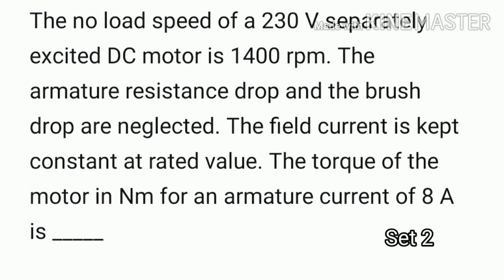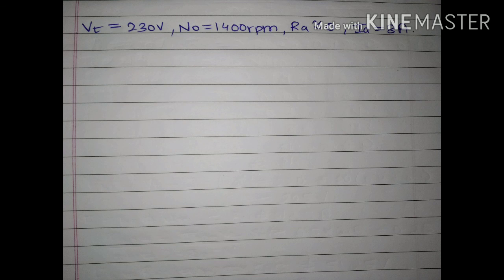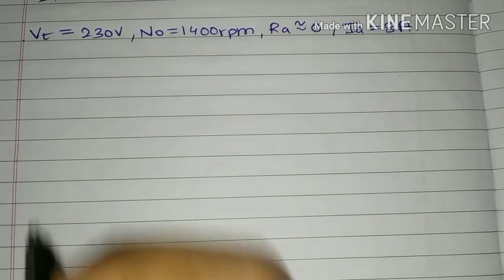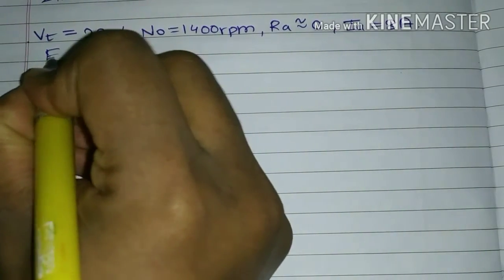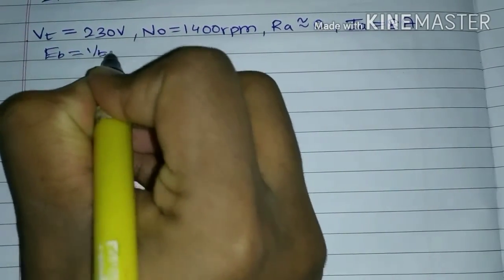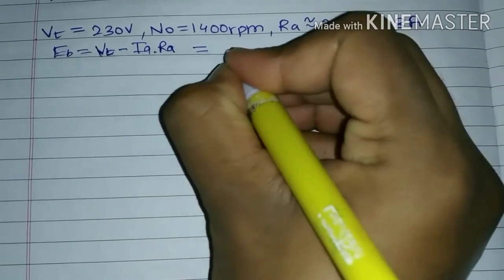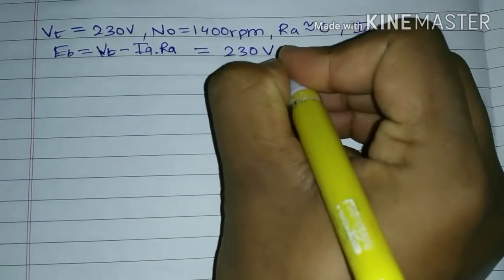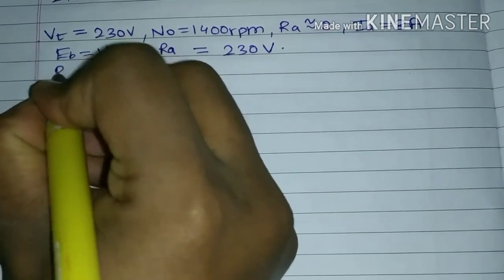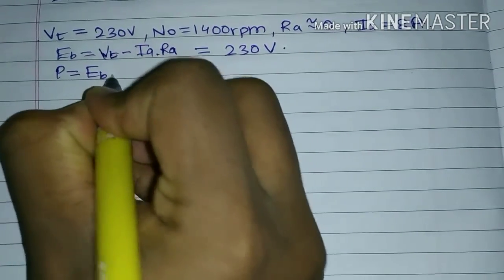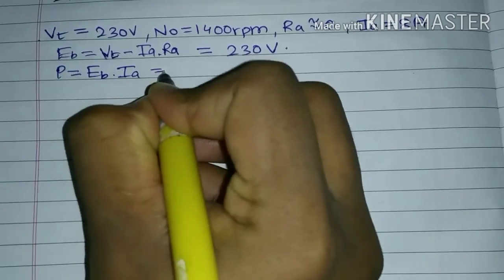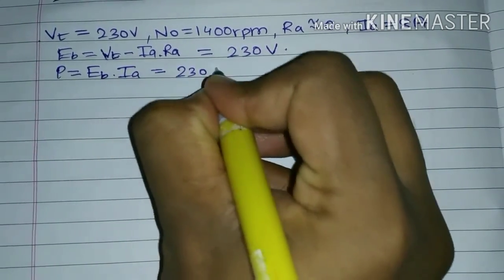In this question, we have to find out the torque of the motor for an armature current of 8 ampere. So in this question, the terminal voltage, no load speed, armature current as well as resistance are given. Now we can write that the back EMF EB is equal to Vt minus Ia into Ra, which is equal to 230 volts since the armature resistance is negligible. Now the power developed is equal to EB into Ia, which is equal to 230 into 8, which is 1840 watts.